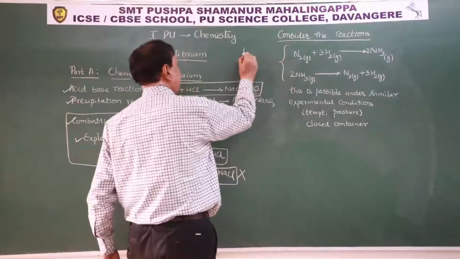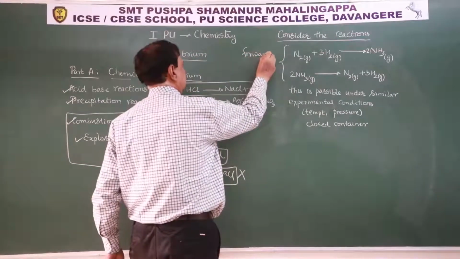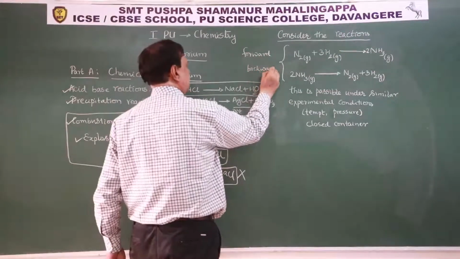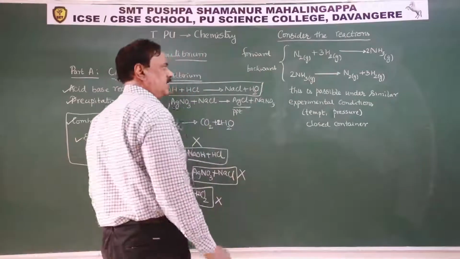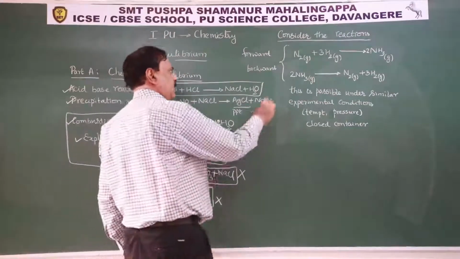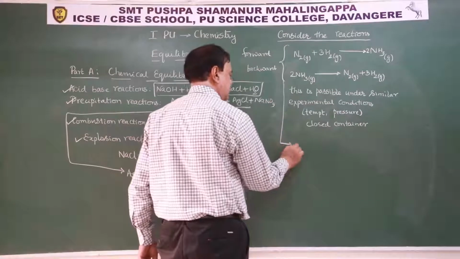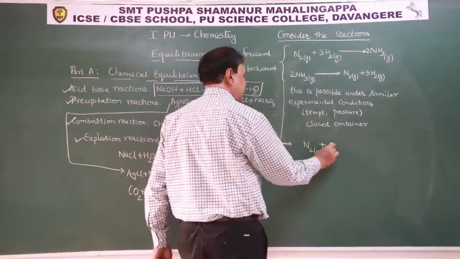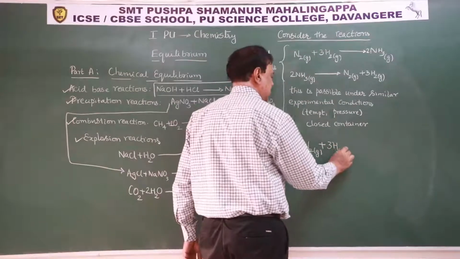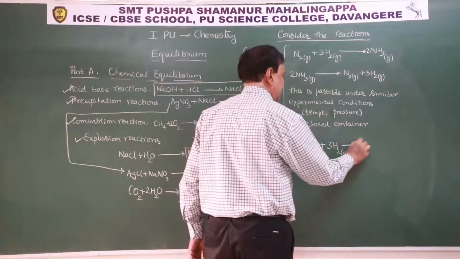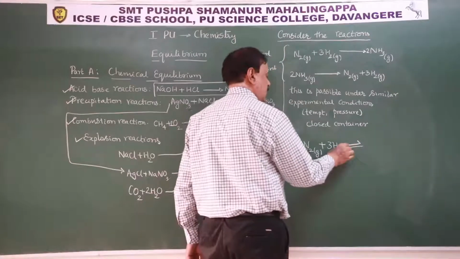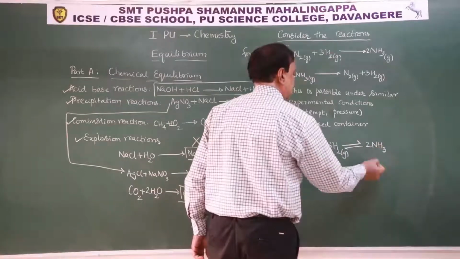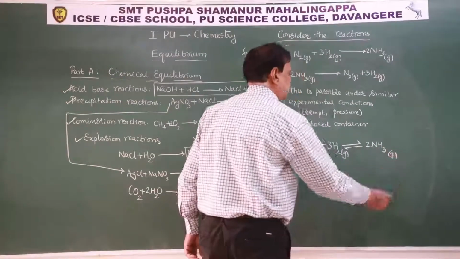This is called a forward reaction. This is called a backward reaction. And by combining these two reactions, we will have N2(g) plus 3H2(g), that is in gaseous state, and this should be in two arrow marks, that gives rise to 2NH3, that is in gaseous state.